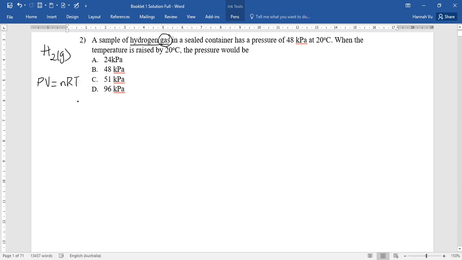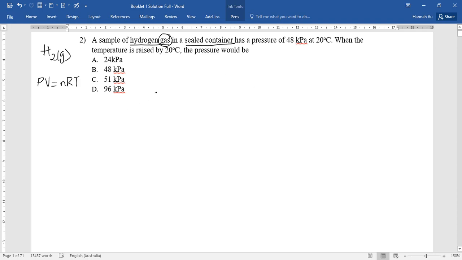More often than not, students, especially when they don't read the question carefully enough, will just use this formula even when you have a solution, and that is definitely inaccurate. Okay, so I have hydrogen, I have gas, and then I have a sealed container. This is a very important term, I guess.